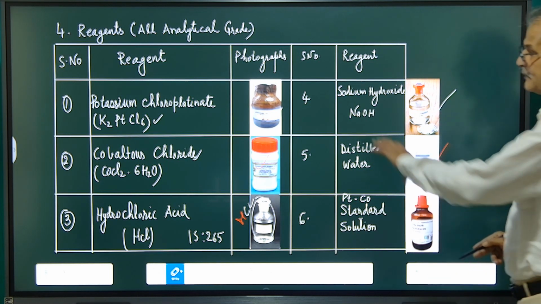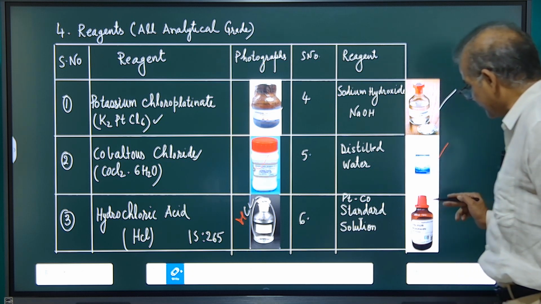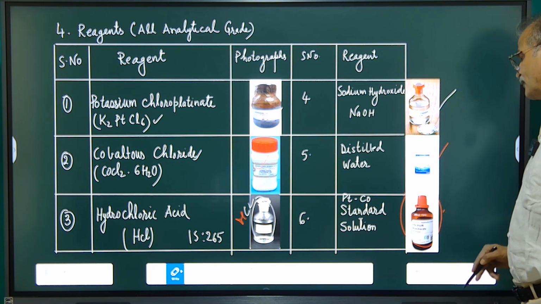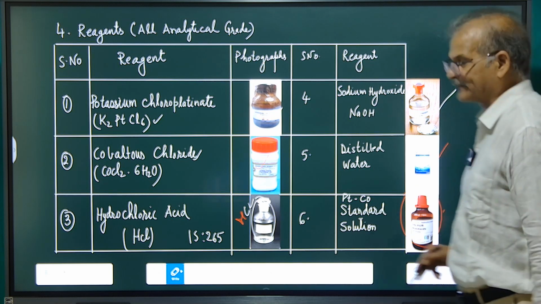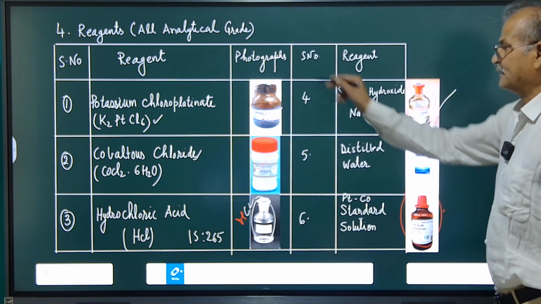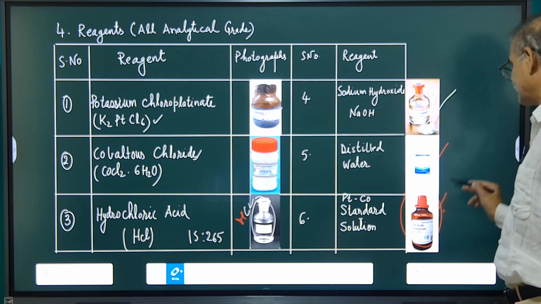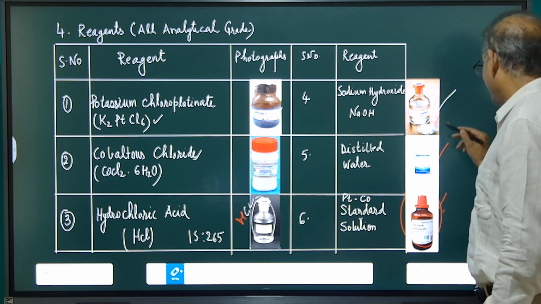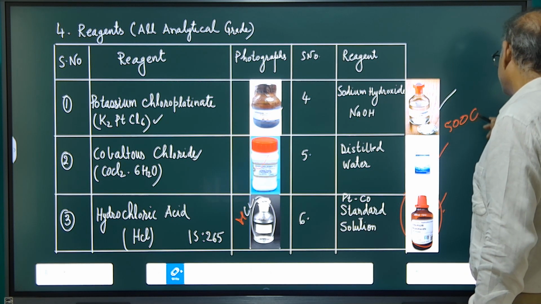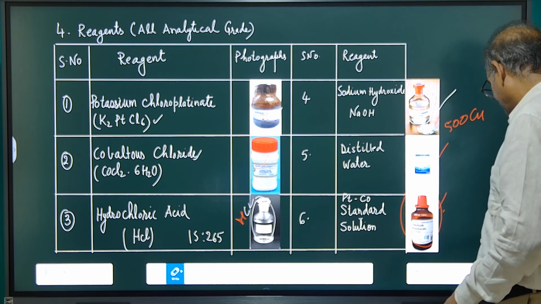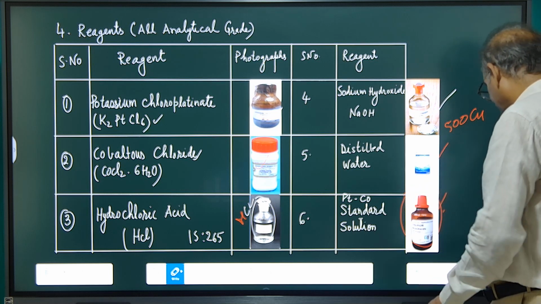And it is also available as a standard platinum cobalt solution. This platinum cobalt solution is available in the market. If we are not making this, we can bring this and dilute it as a standard solution. This is available in 500 CU, so directly we can purchase. Further we will see how it can be utilized as a standard solution.